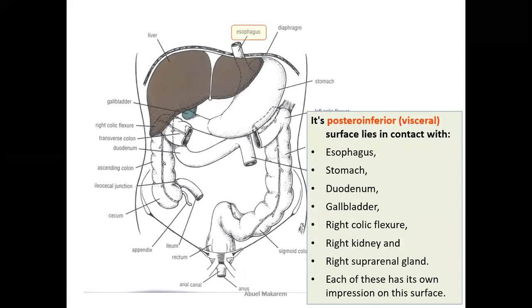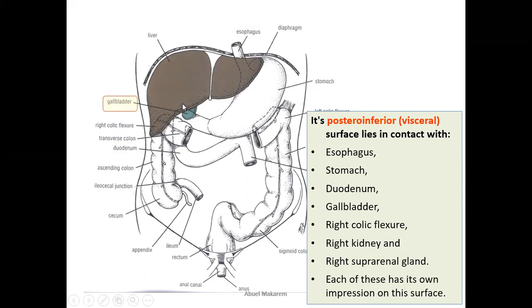Now coming to the posterior inferior surface, or it is also called the visceral surface of the liver. So this visceral surface, which is below, is called the posterior inferior surface or visceral surface, because it is in contact with the viscera, the organs in the abdomen. Which are those? One is the esophagus, as you can see behind. We have the esophagus here. Then we have the stomach here. Then we have the duodenum here. Okay, that is also behind the liver.